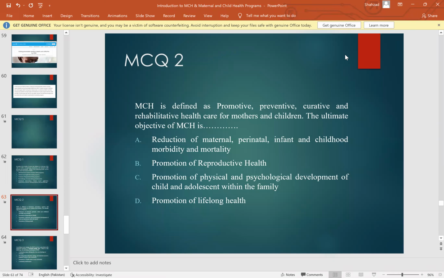Question number 2. MCH is defined as promotive, preventive, curative, and rehabilitative healthcare for mothers and children. The ultimate objective of MCH is reduction of maternal, perinatal, infant, and childhood mortality and morbidity, promotion of reproductive health, promotion of physical and psychological development of child and adolescent with the family, and last is the promotion of lifelong health.